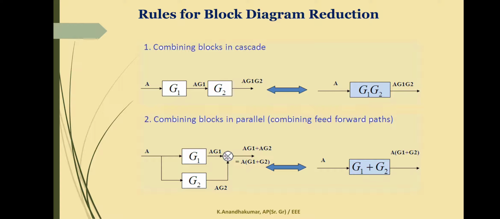The second rule is combining blocks in parallel, or parallel blocks can also be called feed forward paths. So the signal is A and the path through G2 is called the feed forward path here. In that case, both the blocks can be combined together into a single block with a gain of G1 plus G2.